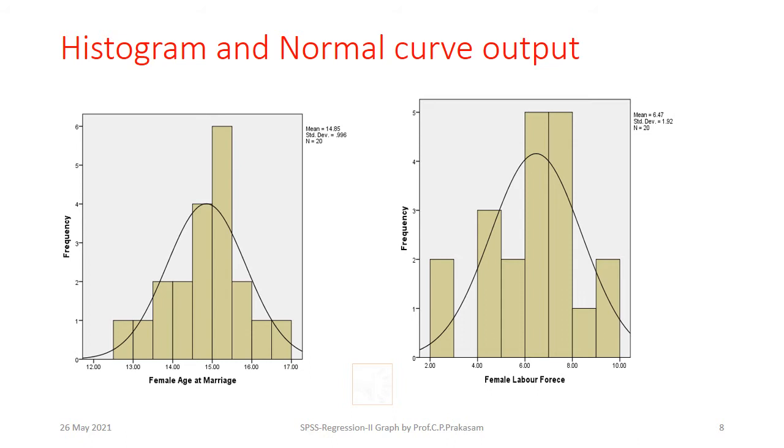For female age at marriage, the bar diagram shows the center very high and distributed equally to the left and right. For female labor force participation, there are some missing observations or distorted bars; however, it is more or less normal. From this we can understand the distribution.